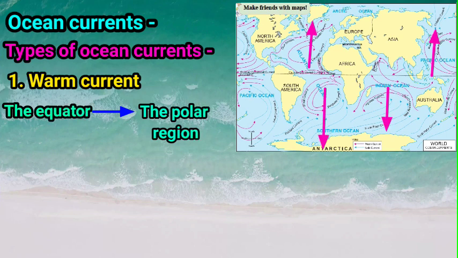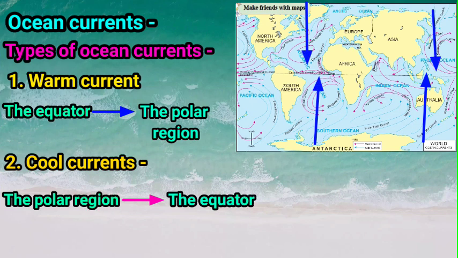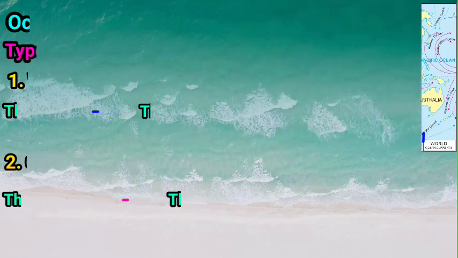When these ocean currents flow from the torrid zone to the frigid zone, they increase the temperature of the coast in the frigid zone. Second, cool currents. These ocean currents flow from the polar region to the equator. When they flow from the frigid zone to the torrid zone, they decrease the temperature of the coast in the torrid zone. So children, these are the types of currents: warm current and cool current. Next, we are going to learn some more information about it.